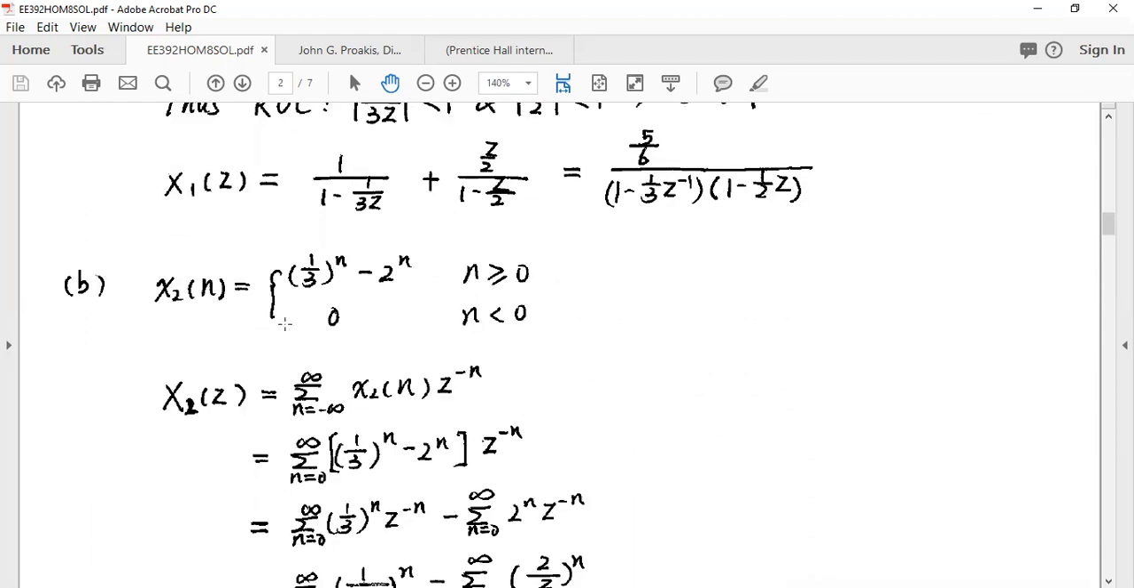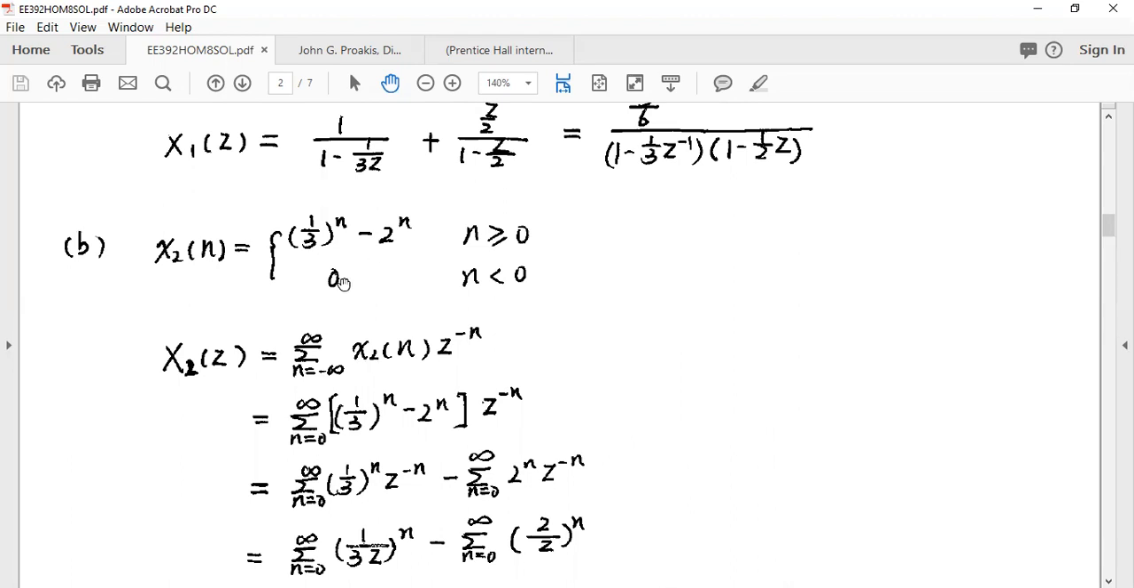Part B: x2 of n is equal to 1/3 to the power of n minus 2 to the power of n for n greater than or equal to 0, otherwise 0 for n less than 0. So basically it's unilateral, and you can just perform a unilateral Z transform in this case. Evaluating this, the summation will start from 0 because the other terms are 0, so the summation goes from 0 till infinity for this particular term only.